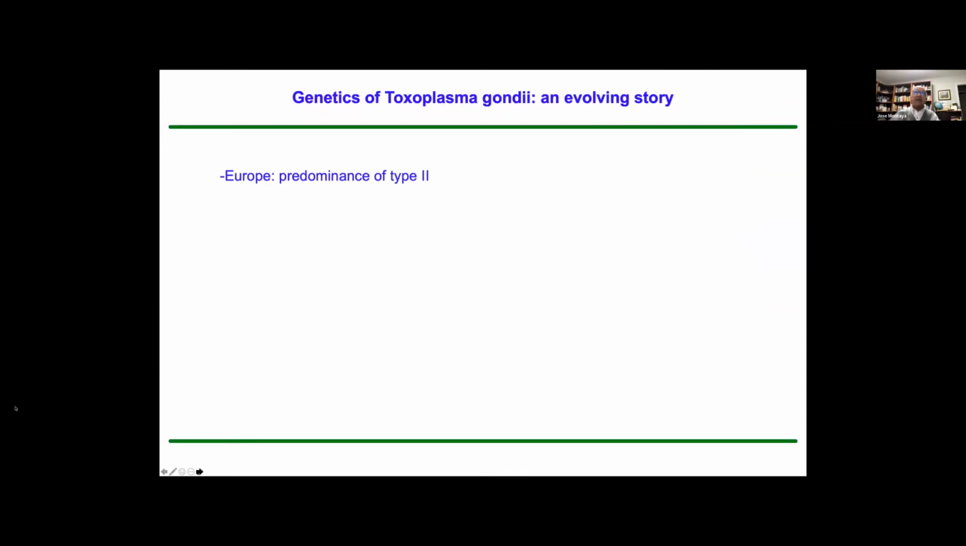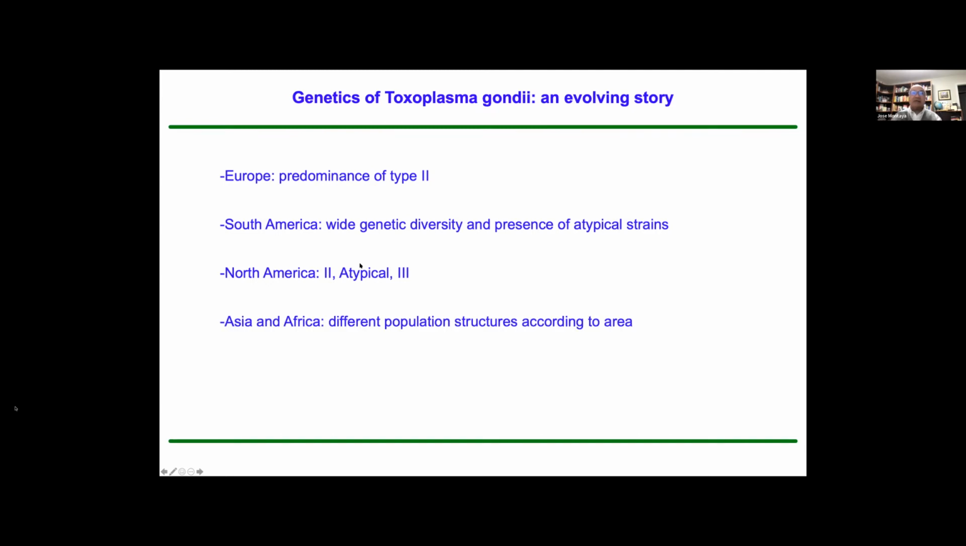So in summary, it's an evolving story. It's a fascinating story. There is no question that there are a lot of genetic strains there, but in Europe, it continues to be the fact that there is a predominance of the lower virulence strain, the type 2. There is no question that in South America, we have this wide genetic diversity and the presence of atypical strains. In North America, we have a mixed picture. We have about 44% of the type 2 seen in Europe, and type 3 and 44% atypical of the type seen in South America, so it's half and half.